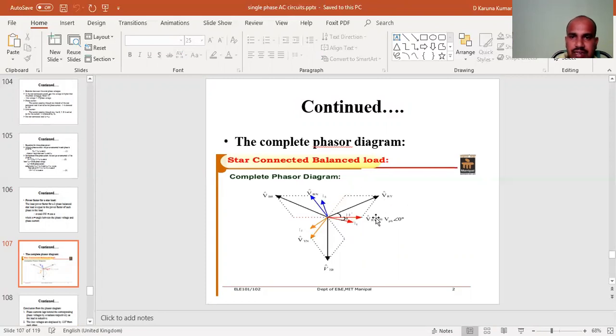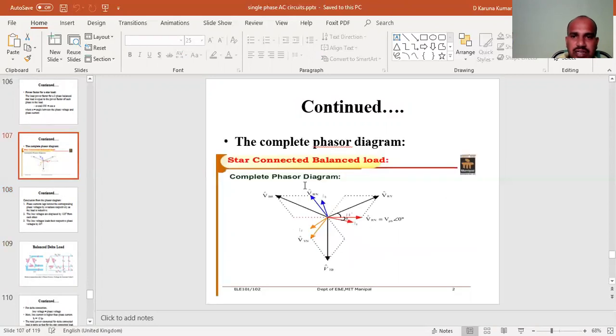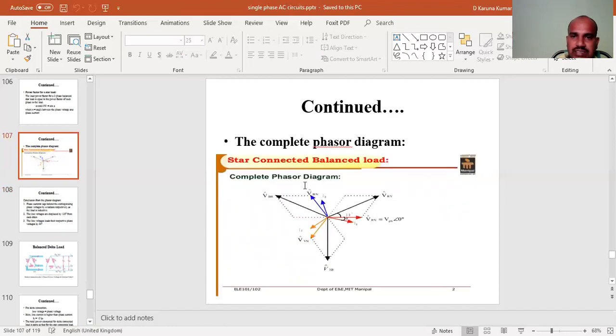The line voltage VRY is also shown. In the phasor diagram, the phase currents IR, IY, IB lag behind the corresponding phase voltages by phi radians, as the load is inductive. The line voltages are displaced by 120 degrees from each other. The line voltage leads the respective phase voltage by 30 degrees.